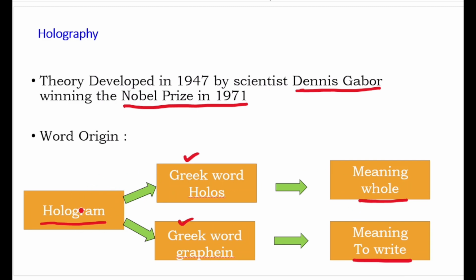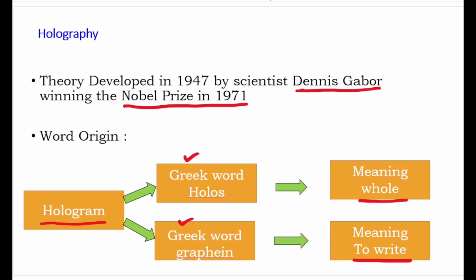In holography there is a recording of an interference pattern which is formed by two coherent light waves coming from the same source. In this process both the amplitude and the phase information of the light coming from the object is recorded on a photographic plate, and that plate is known as the hologram.